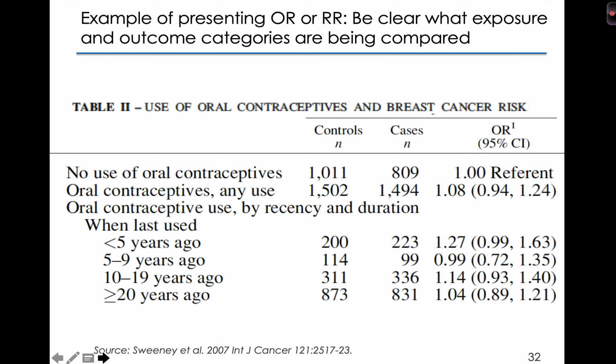I'm not calculating an odds ratio for more than 20 years ago compared to 5 to 9 years ago. I'm calculating odds ratio for more than 20 years ago compared to no use, because no use is in the same table and it still has one referent category. So anyway, this can apply to risk ratios as well, but I just put this slide in here to remind myself to talk about when you're setting up a table, be sure that it's clear what is the comparison category and what's the unexposed category.